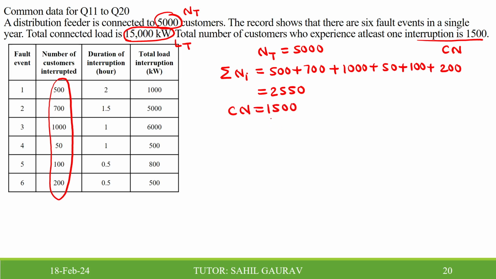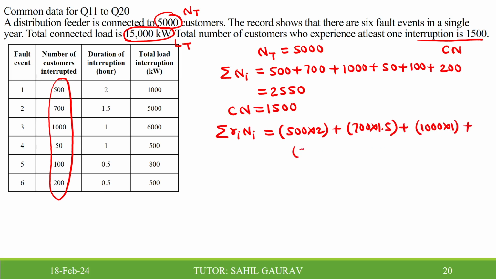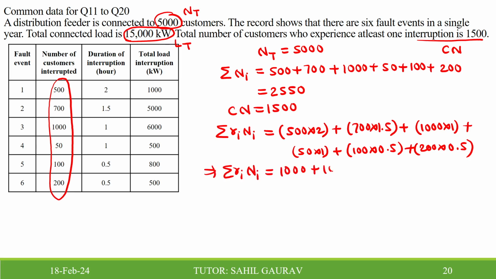Then we can find the customer interruption duration, that is sigma RINI. So you have to multiply the second and third columns. That will give you 500 into 2 plus 700 into 1.5 plus 1000 into 1 plus 50 into 1 plus 100 into 0.5 plus 200 into 0.5. So the customer interruption duration will come as 1000 plus 1050 plus 1000 plus 50 plus 50 plus 100. That will give you 3250. And then lastly, the total connected load is given as 50,000 kilowatt.